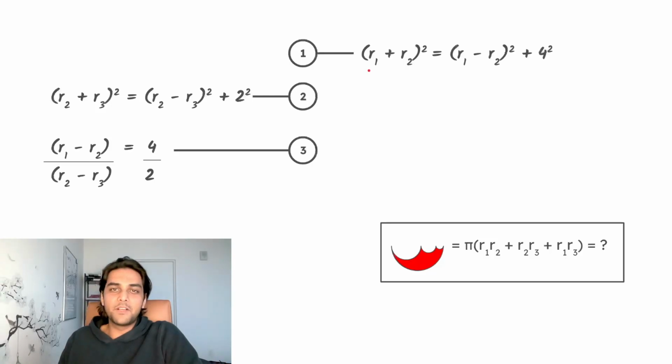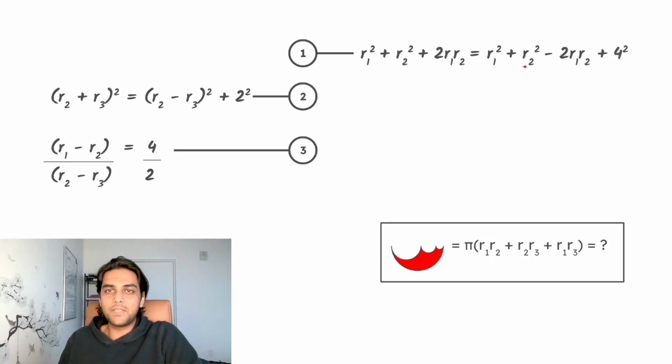Let's start with the first equation. Let's first expand this term to get r1 squared plus r2 squared plus 2 times r1 r2. Then let's expand this term to get r1 squared plus r2 squared minus 2 times r1 r2.